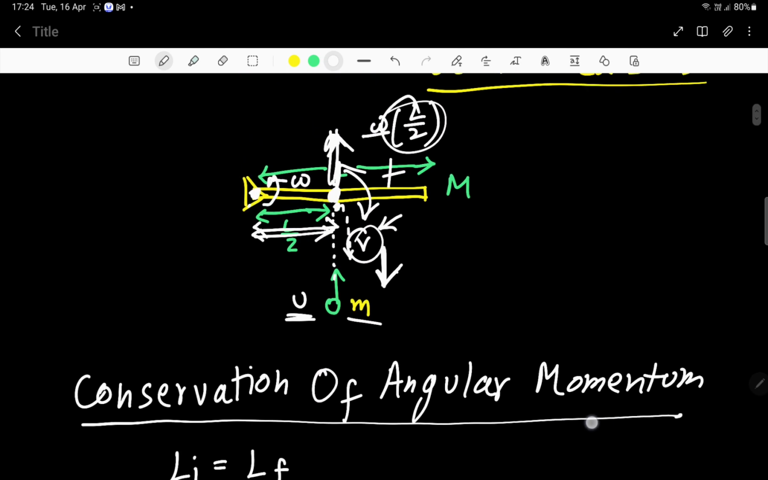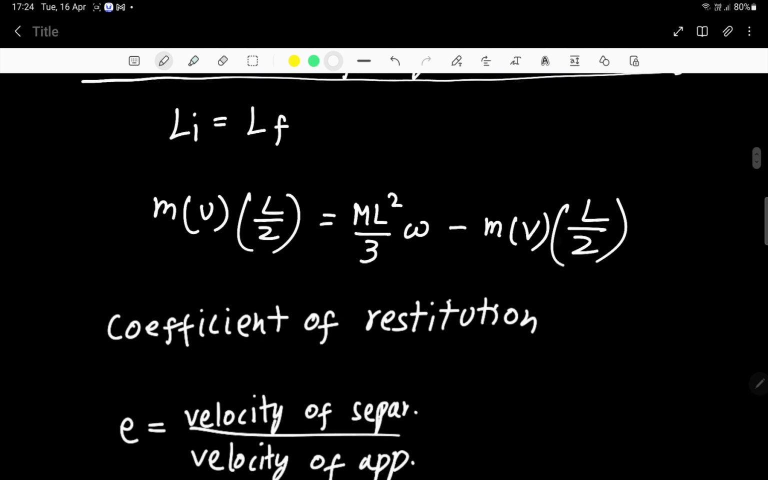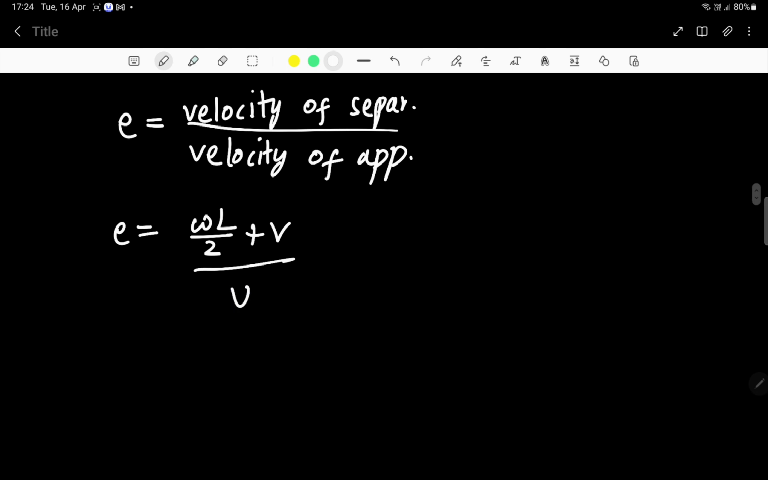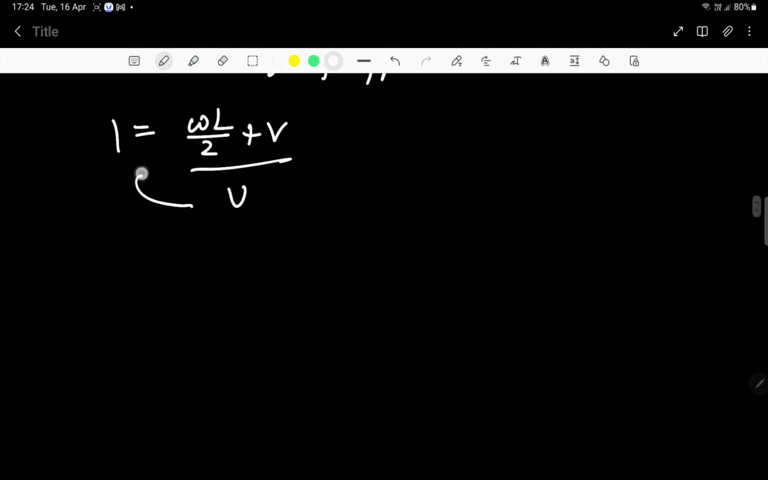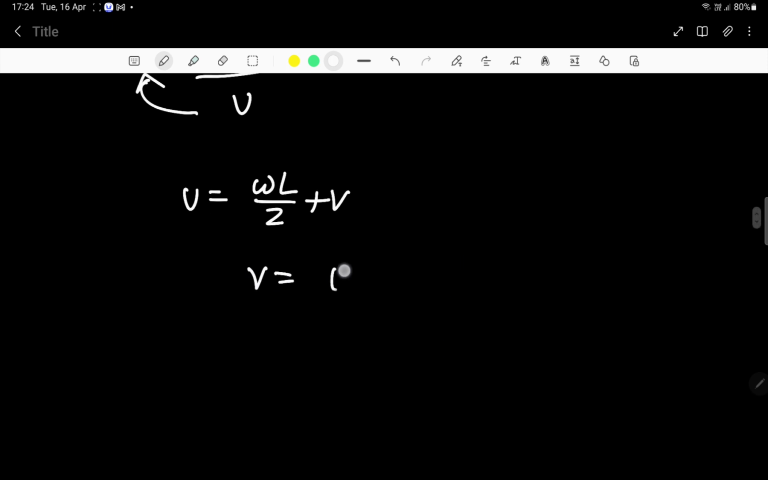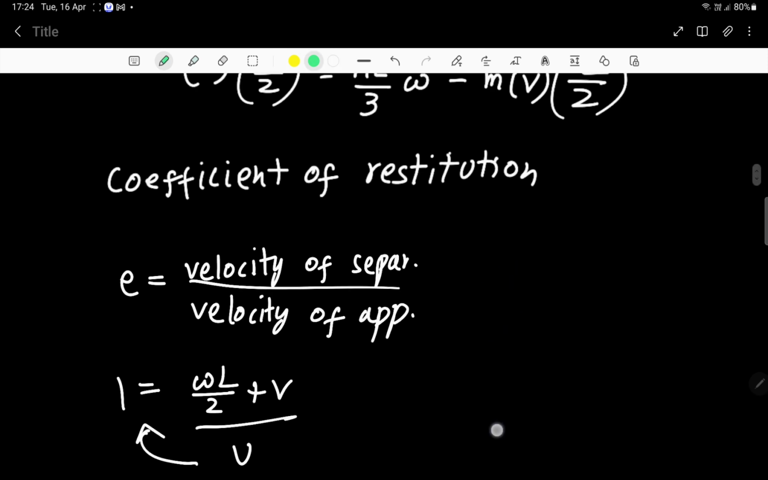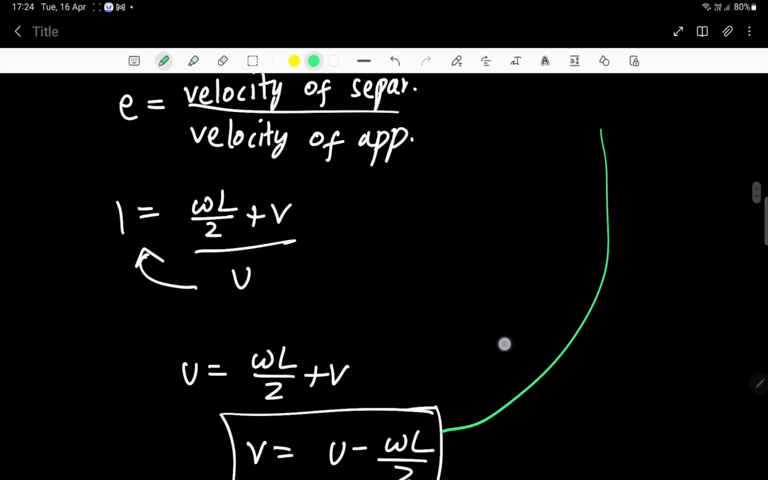Now in the initial condition, the bar is not rotating. There's only this particle which is moving towards the bar. So the initial velocity of approach is just u. Now this coefficient of restitution is 1 for elastic collisions. Now we take this here and we get another equation. Let's put v equal to u minus omega L by 2 in this equation, this one.